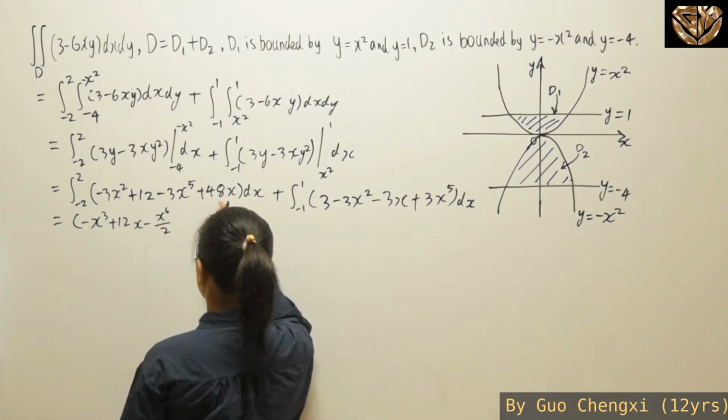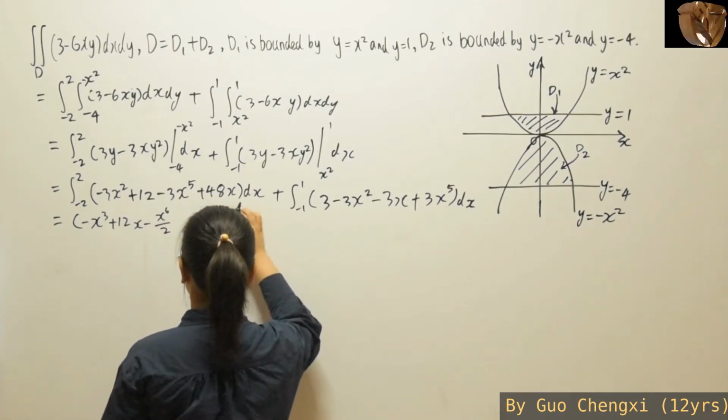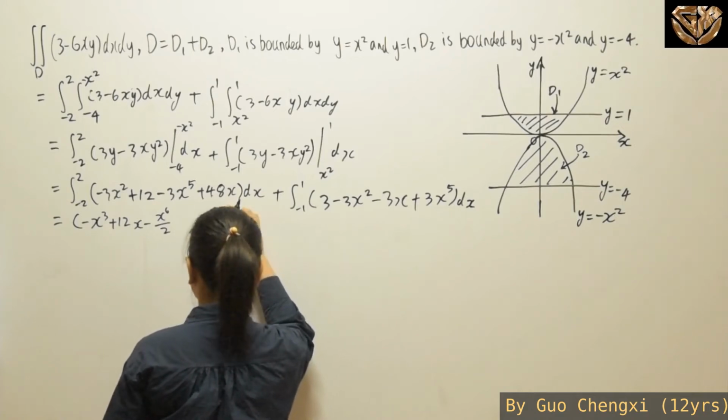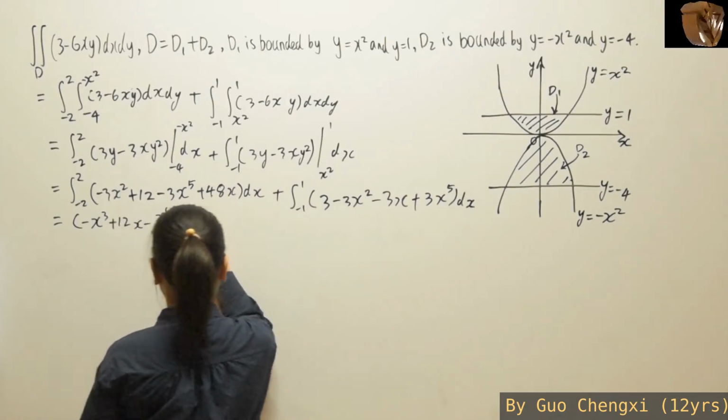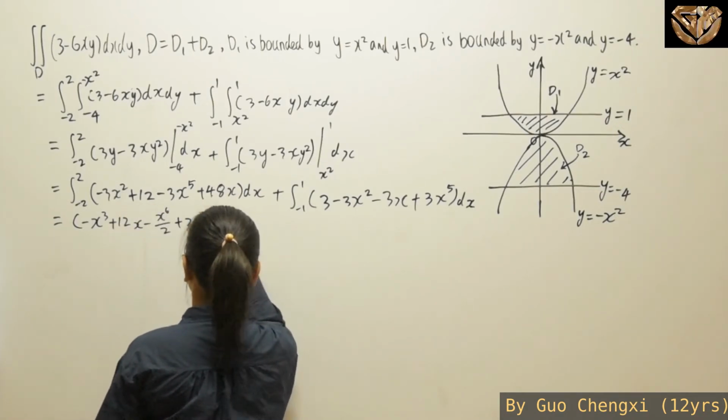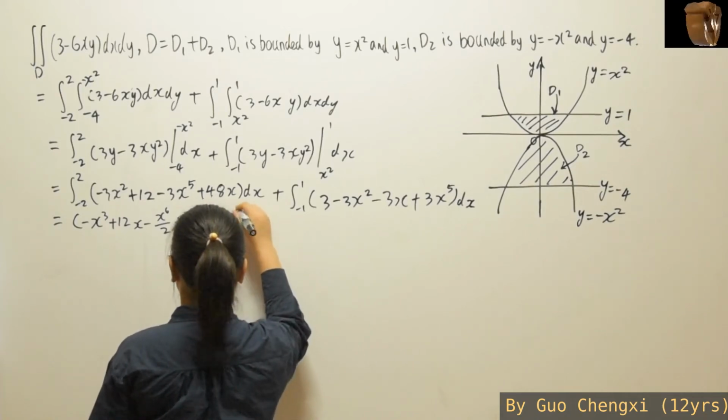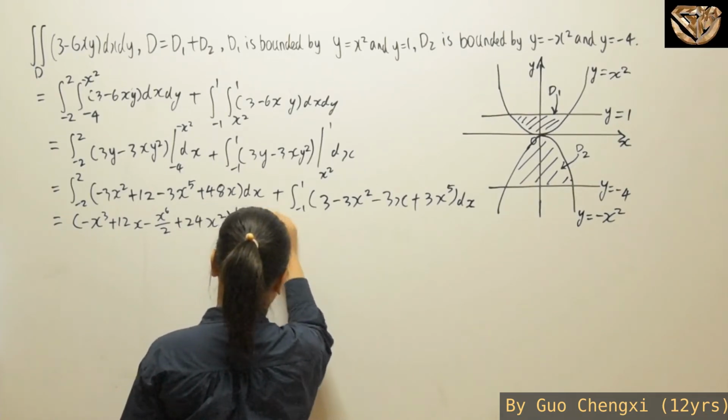Then for this part, you're going to integrate, which you're going to end up with x squared over 2. And when you simplify, you're going to end up with 24x squared. And then from -2 to 2.